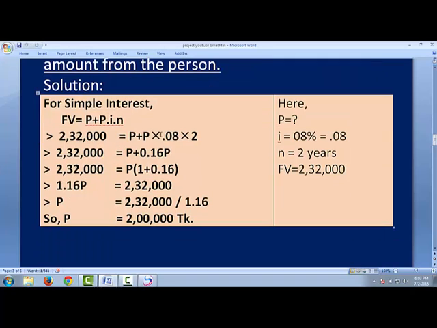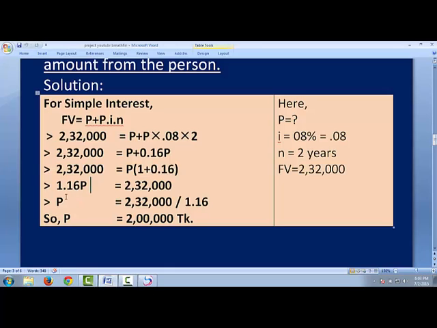First of all, we multiply these two terms, which is equal to 0.16P. Now we take common P. P divided by P is equal to 1, plus 0.16P divided by P is equal to 0.16. This value should be turned left for calculating easier. 1 plus 0.16 is equal to 1.16 into P is equal to FV.